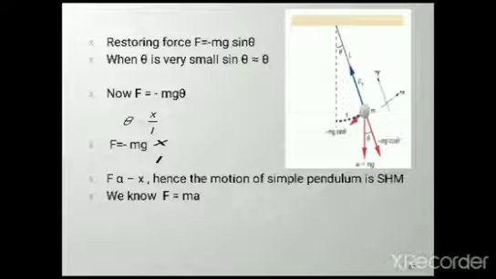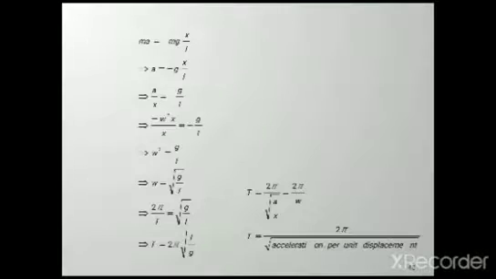We know that F equals ma. So let us equate the forces. ma equals minus mg x upon L. Obviously m will get cancelled from both sides and we will get a equals minus g x upon L. Let us find a upon x, that is, acceleration per unit displacement, and that is equal to minus g by L.